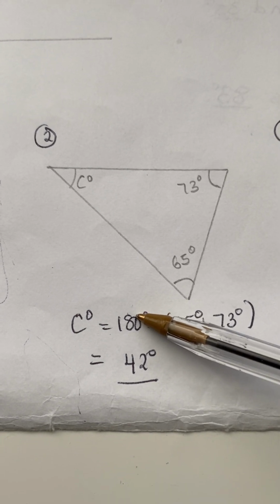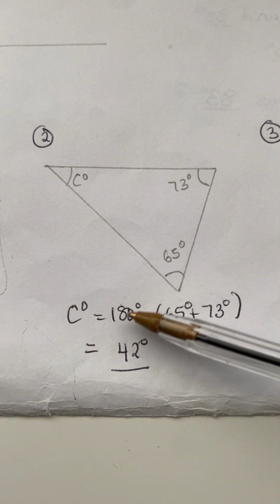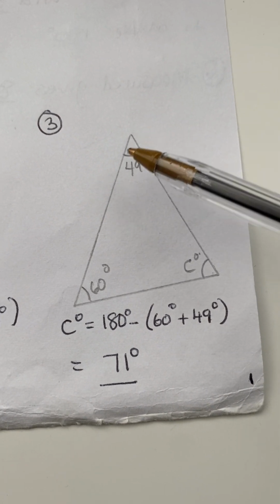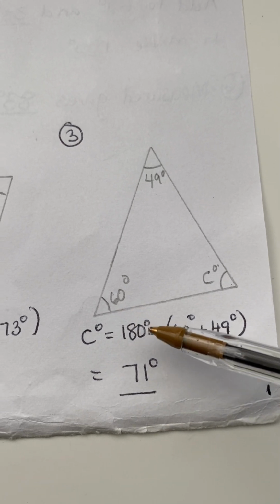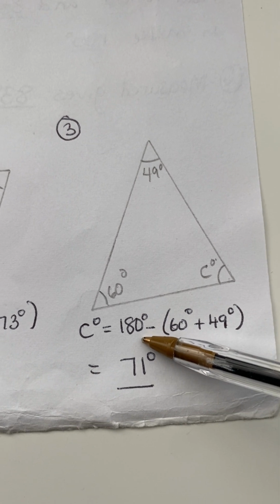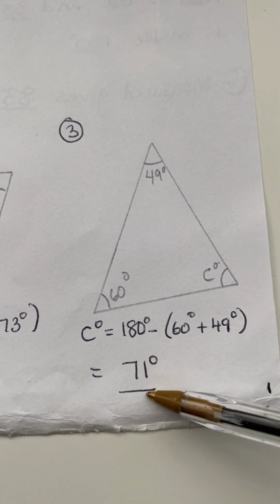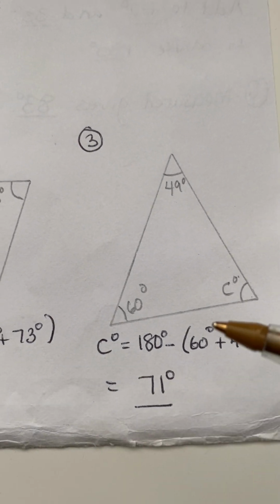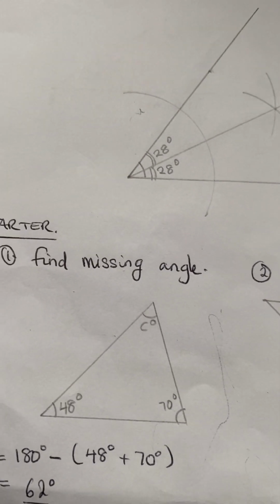You can add it to your flashcard if it's not on your fingertips already, so that you don't forget. The third example, 49 and 60. Now, if you take 60 from 180 and then you take 49, you are going to get 71. So this angle C here is 71. Okay. So that is basically our starter.